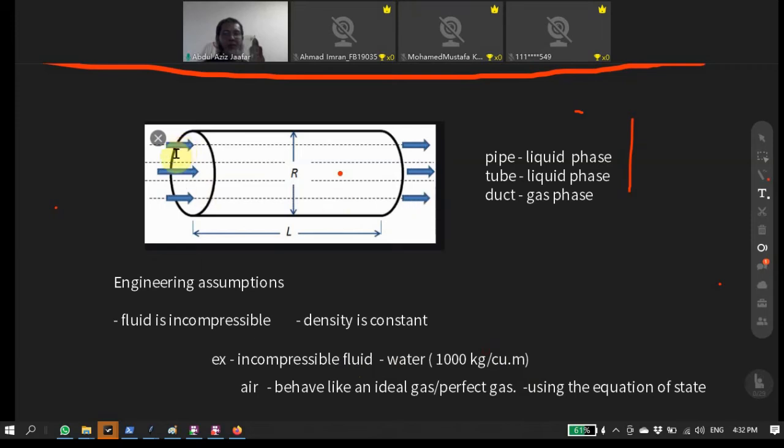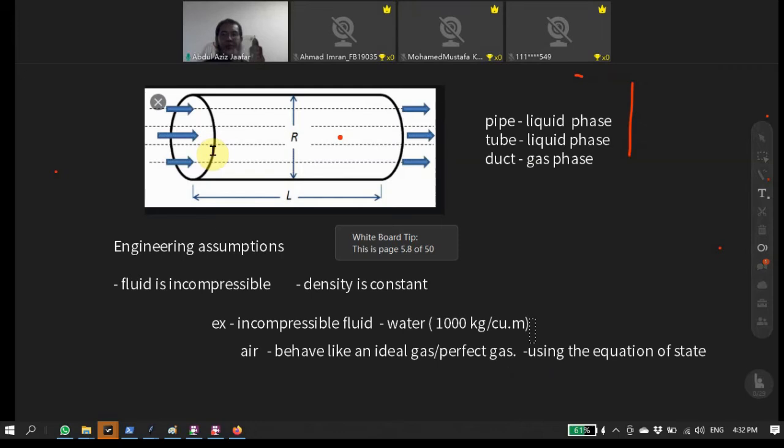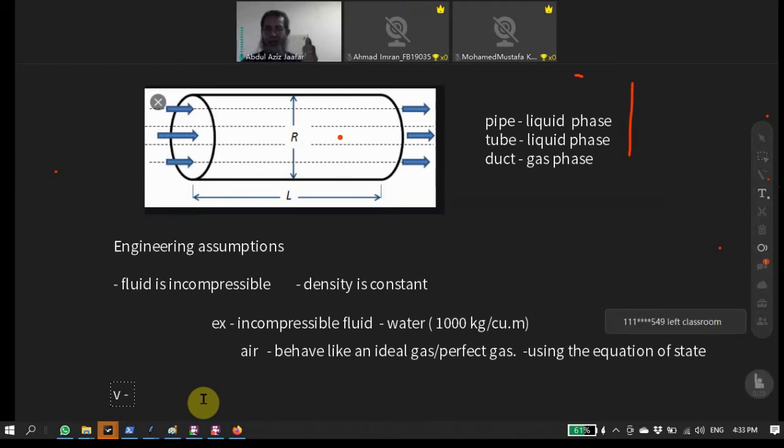Now, we have the arrow here that represents velocity, right? Normally, the arrow represents velocity vectors. The velocity is defined by the symbol V. This will be the fluid velocity, right? So this one is meters per second, right?